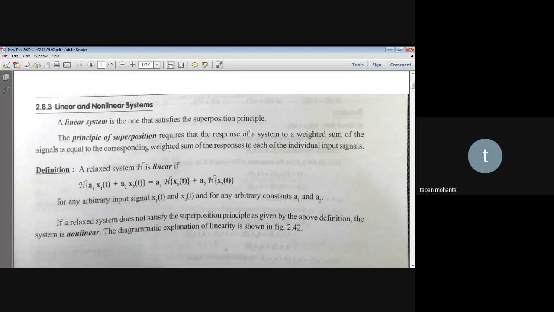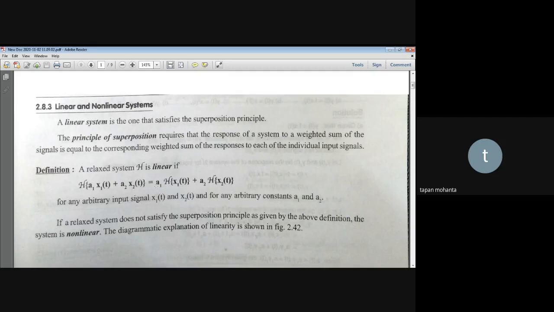We already studied this in the second or third semester, in network theory. Let me write it once again. The principle of superposition requires that the response of a system to a weighted sum of signals, where weighted means multiplied by some factors, is equal to the corresponding weighted sum of the responses of each of the individual input signals.